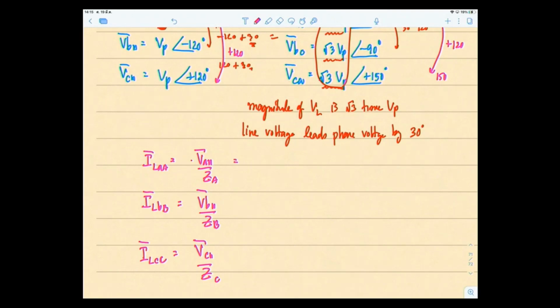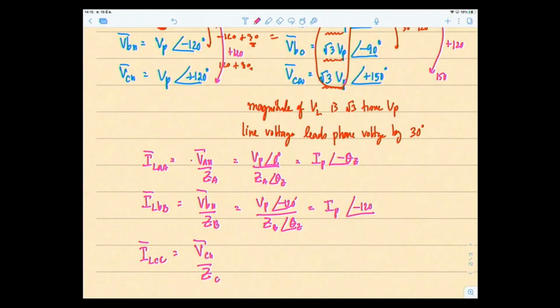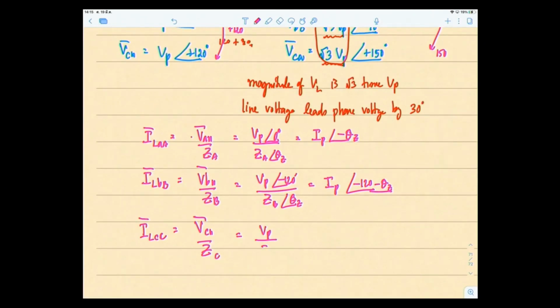So this would be equal to V phase at 0 degrees over the impedance ZA with angle theta Z, so it becomes I phase at angle minus theta Z. This one would be V phase at minus 120 degrees over ZB with angle theta Z, so it's I phase at angle minus 120 minus theta Z. And V phase over ZC plus 120 would be I phase at angle 120 minus theta Z. So they are 120 degrees apart.